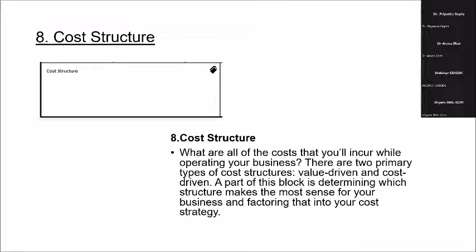Now the 8th point is cost structure. The last two points are cost and revenue. This 8th point is the cost structure pertaining to your business. What type of costs are involved? Suppose I am running a startup, and my startup is designing something. I have a designing firm which designs collateral, banners, standees, this and that. So what type of costs are involved?